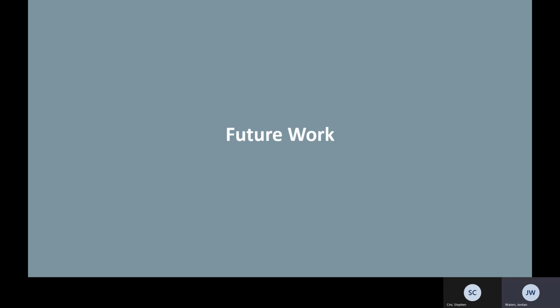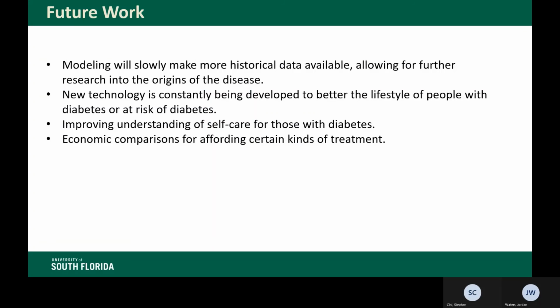And then we're going to talk about our future work. Some of the things that we could do in the future regarding the project would depend on how technology changes. For example, as modeling improves, we'll be able to get more historical data, allowing us to see more about how these diseases originated and how they were originally treated. On the other side of the spectrum, new technology is also being developed to better the lifestyle of people with diabetes. So as new treatments develop, we'd have more to look at for our research.